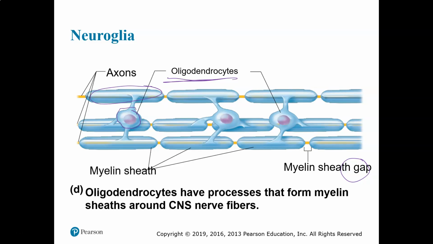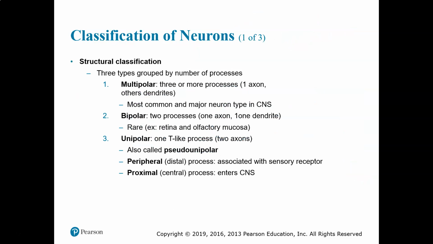In the nervous system, you will hear the terms white and gray matter. White matter consists of almost all myelinated axons. Okay, if it's gray matter, then that's going to be the dendrites, the neuron cell bodies, and unmyelinated axons. But white matter always consists primarily of myelinated axons.